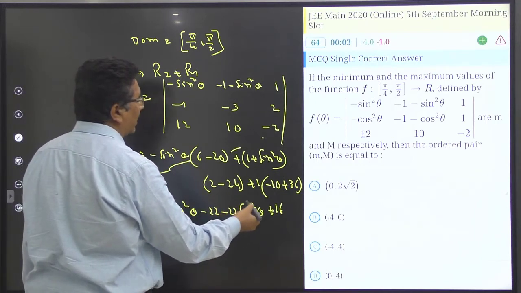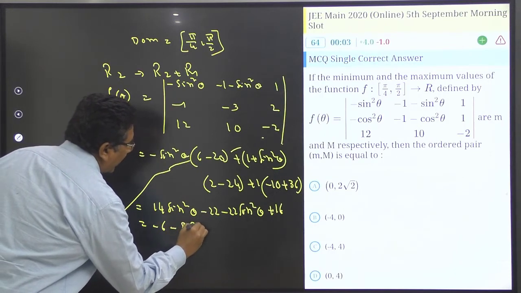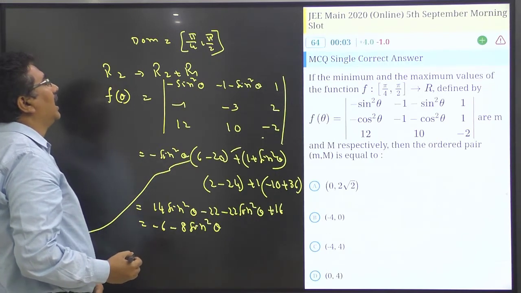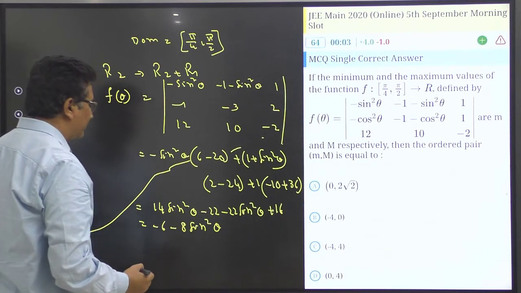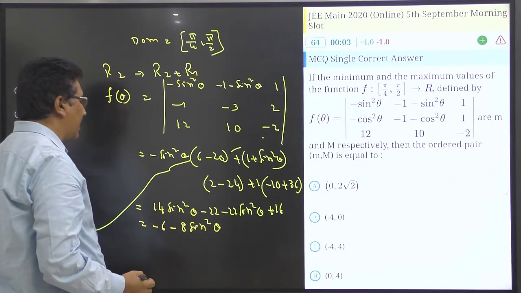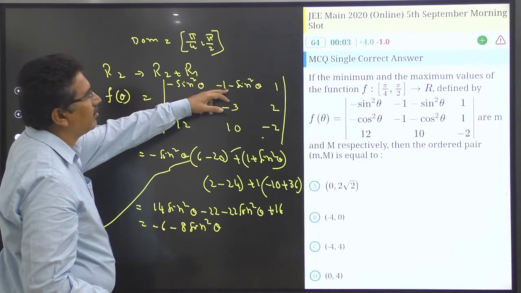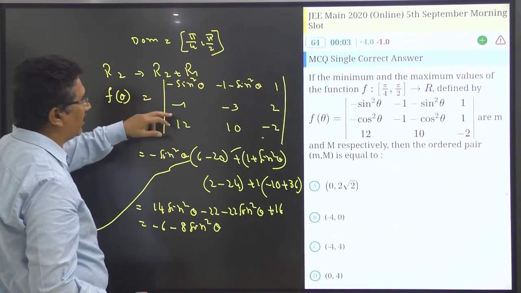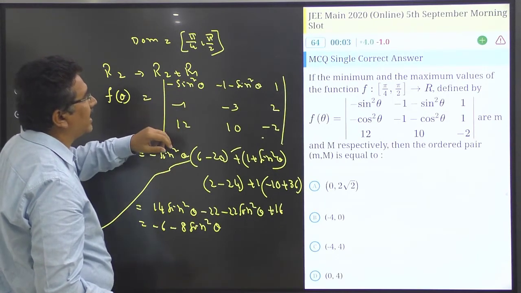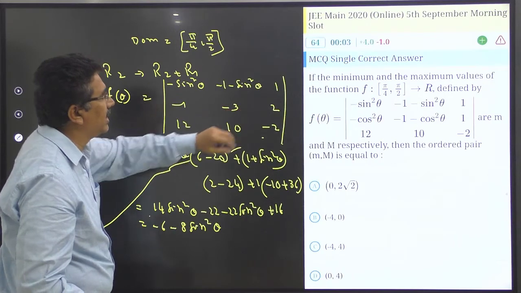14 sine square theta minus 22 sine square theta minus 8 sine square theta. Here theta belongs to... Now minus 6 minus 8 sine square theta. Once you see the calculation, minus sine square theta, minus 1, minus sine square theta, this is 1. R2 is replaced by R2 plus R1, this is minus 1, minus 1, minus 1, minus 2, minus 1, minus 3, this is 2.